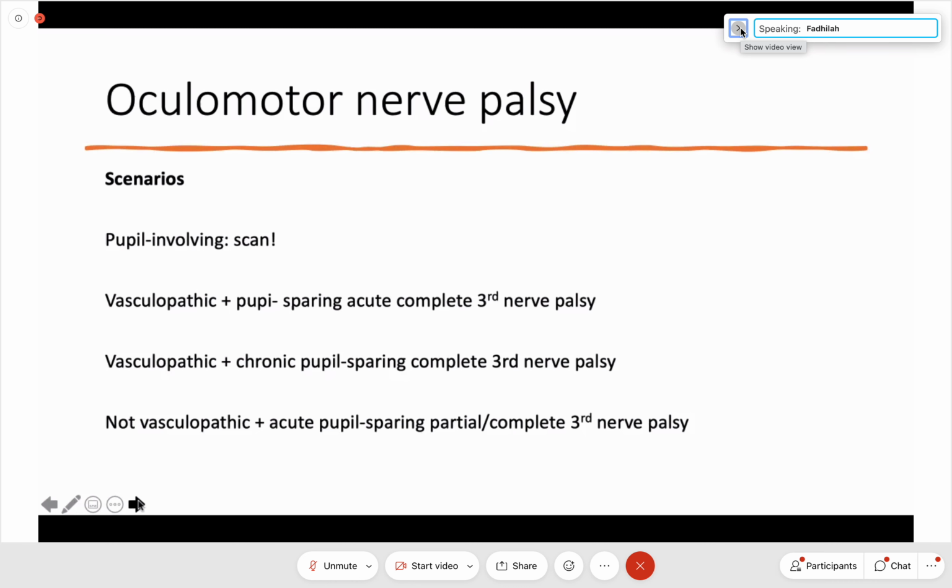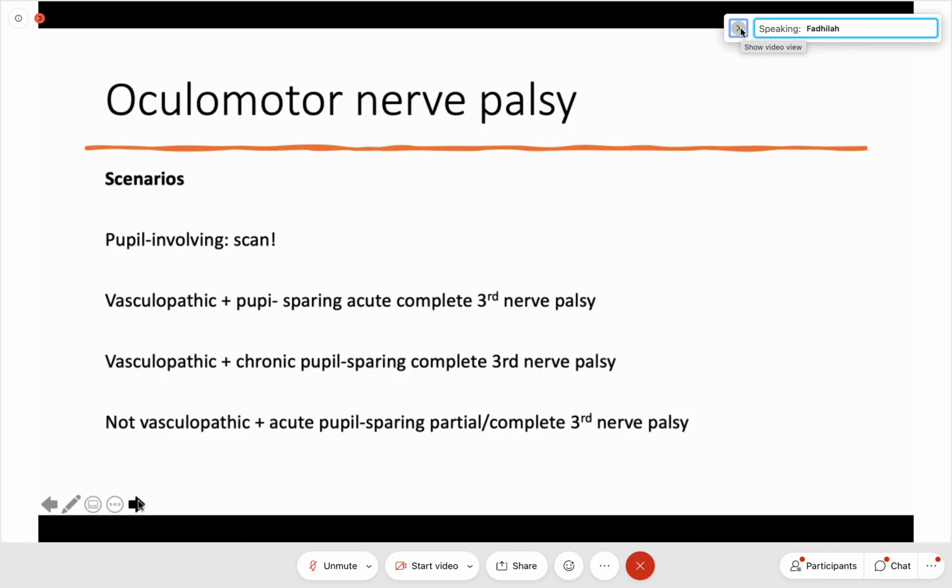Number two, the patient is vasculopathic, but it's chronic, and the pupil is spared, but it's complete third nerve palsy, meaning the ptosis is down, the eye is really down and out. So what can you do here? Scan or not scan? Well, I would say it depends. If you get this patient after a few months of the condition, and the patient reports that, oh, now the ptosis is a bit up, I can see a little bit if I look down like this, and the double vision is not too bad, that it's improving. So maybe you can opt to not scan. You follow up the patient, you treat the vasculopathic issues, right?